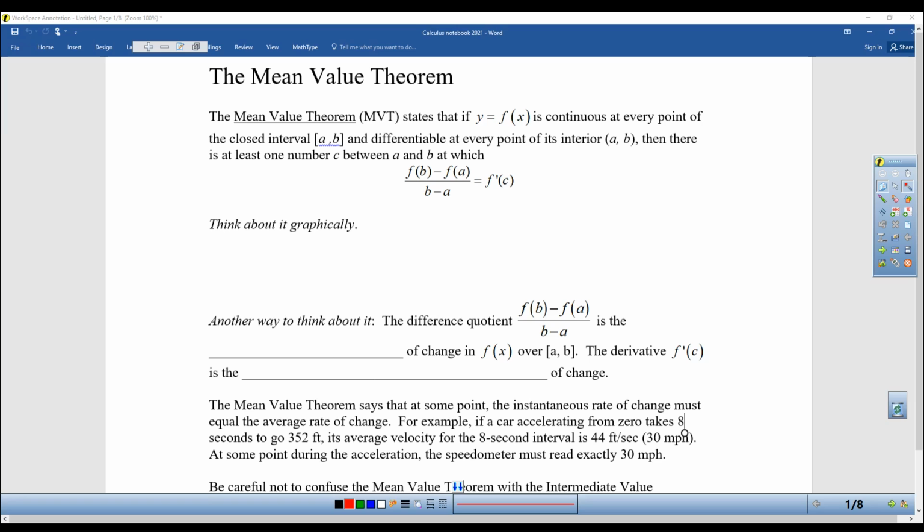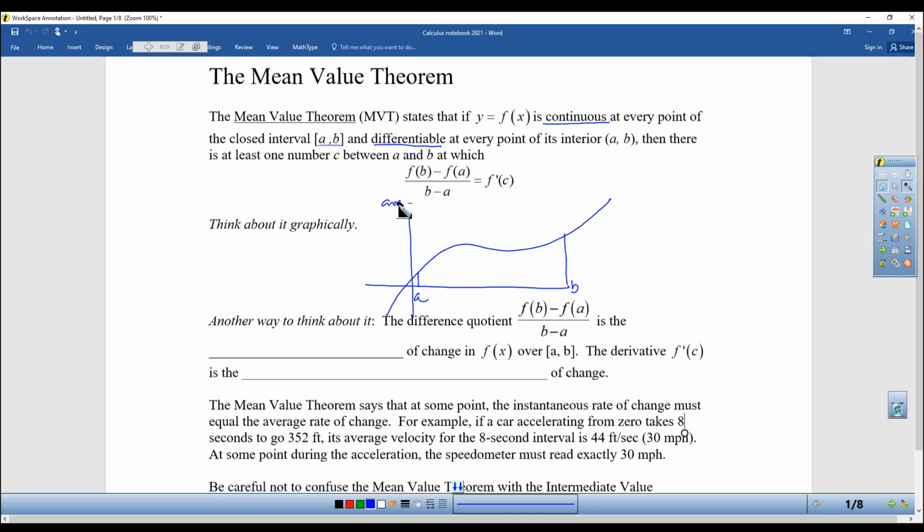So the mean value theorem, which is generally abbreviated as just MVT, states that if y is equal to f of x is continuous on every point from the closed interval a to b and differentiable, so remember that means no cusps, no corners, no points of discontinuity, if it's differentiable at every point on its interior, then there is at least one number between a and b at which f of b minus f of a over b minus a is equal to the derivative at point c. What is this saying?